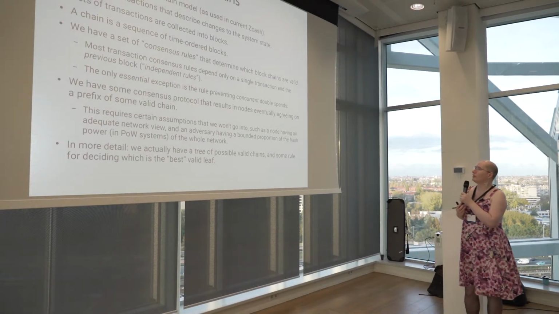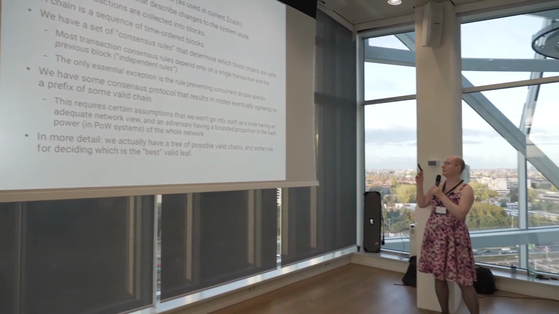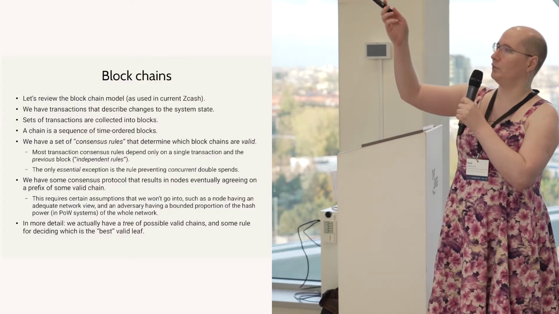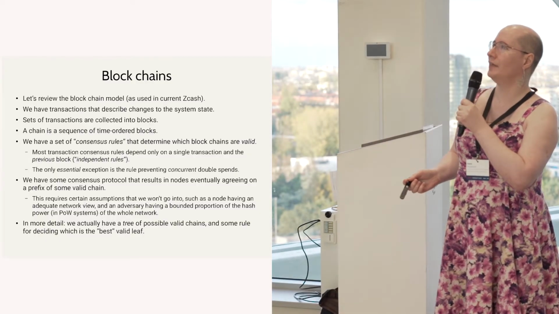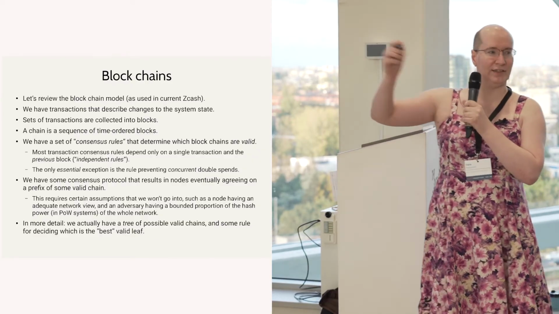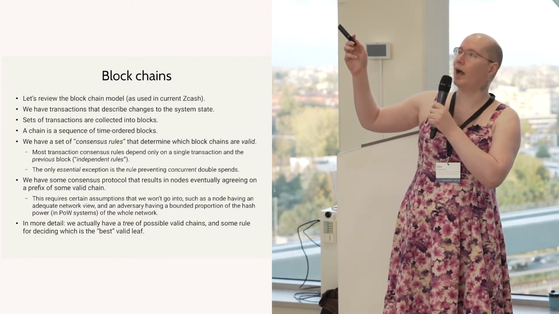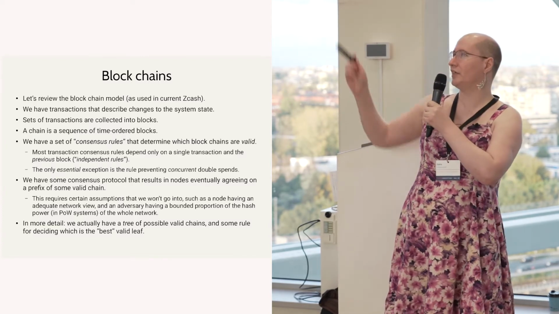So let's have a look at the existing blockchain model as used in Zcash to see what's wrong with it from the point of view of scaling. Transactions describe changes to the state. We collect those into blocks. A chain is a sequence of blocks. We've got consensus rules that determine which of these chains are valid.